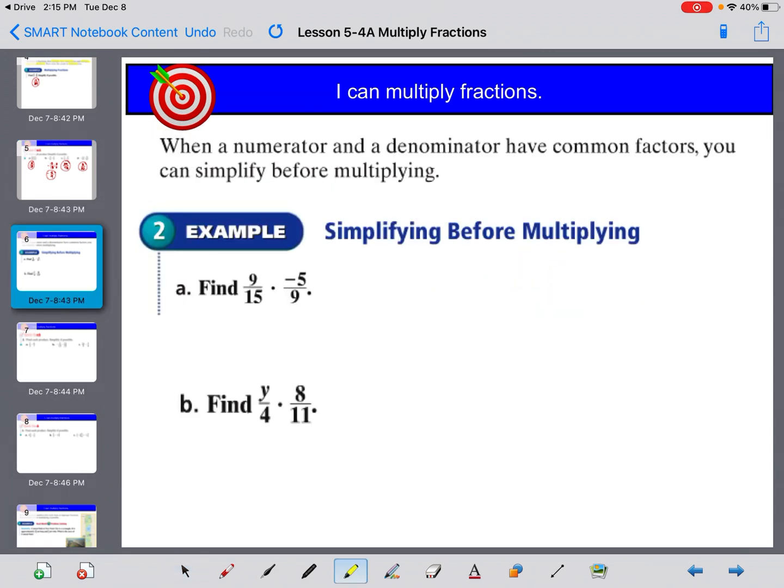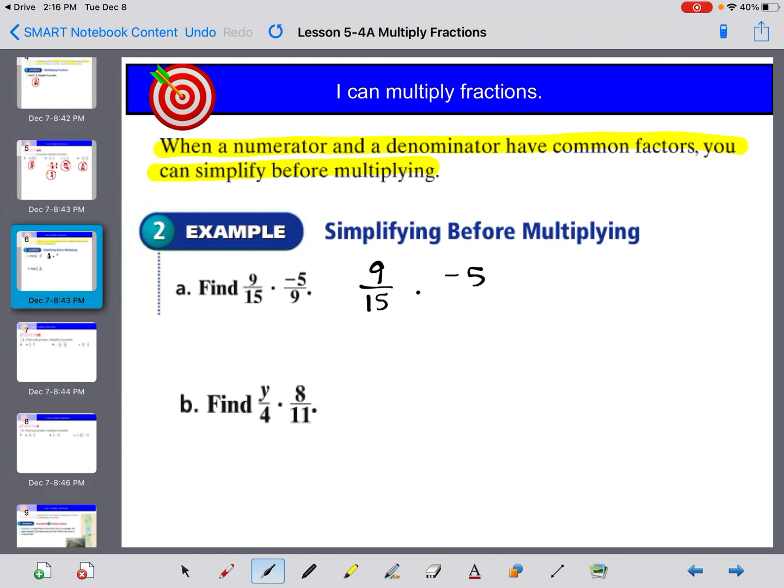When a numerator and a denominator have common factors, you can simplify before multiplying. And the reason that's nice is because then you're simplifying with smaller numbers. Let me show you. Some of you might even remember this from 6th grade.